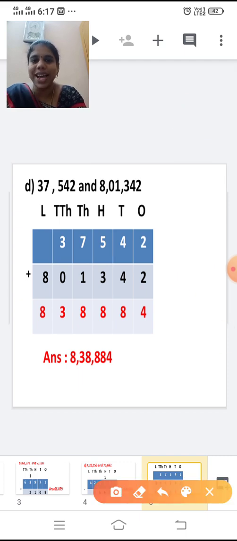Now add the thousands place. 7 and 1. I am going to add 7 and 1. Keep 7 in mind and 1 in the finger. After 7, I am going to add only one number. After 7, 8. So write 8 here.